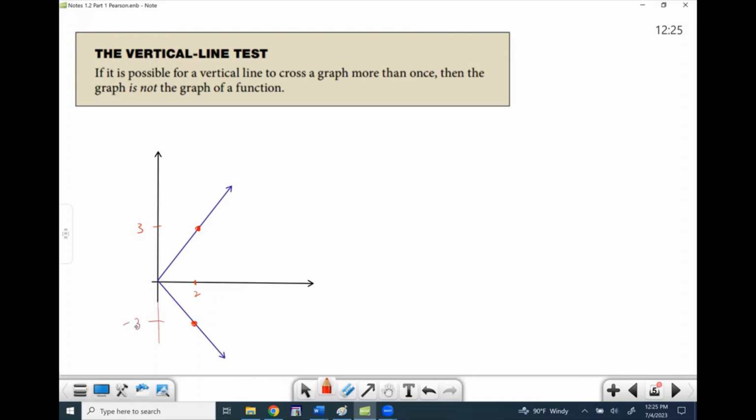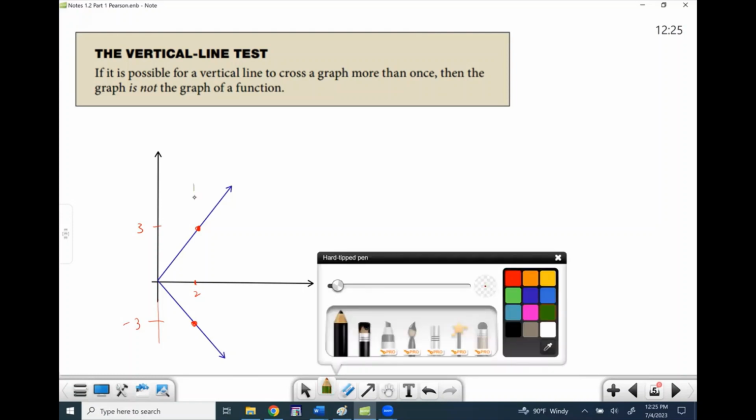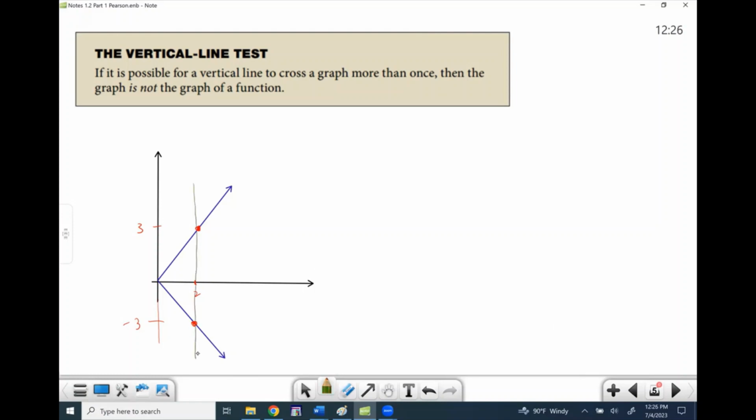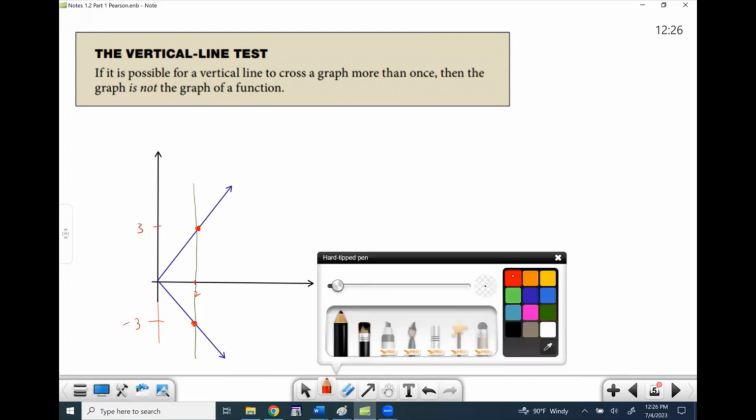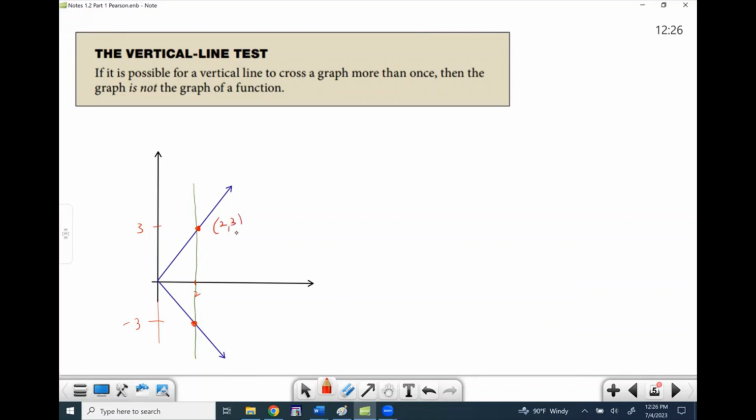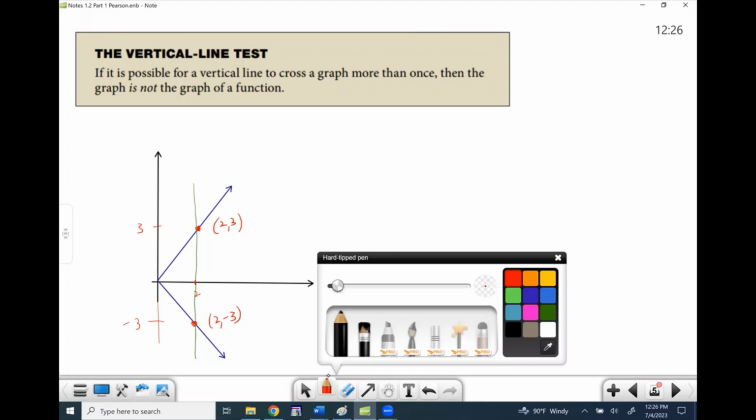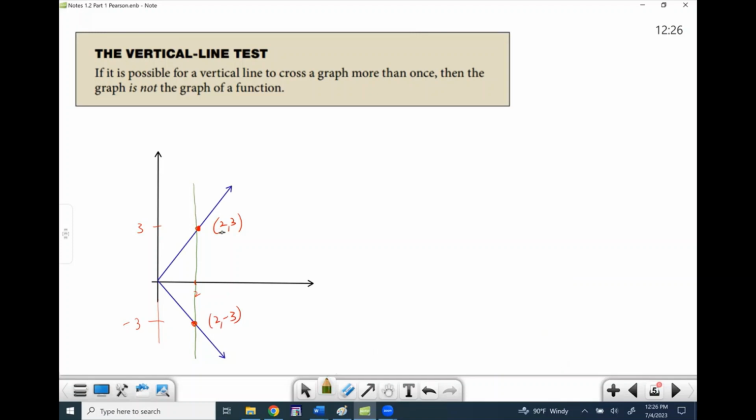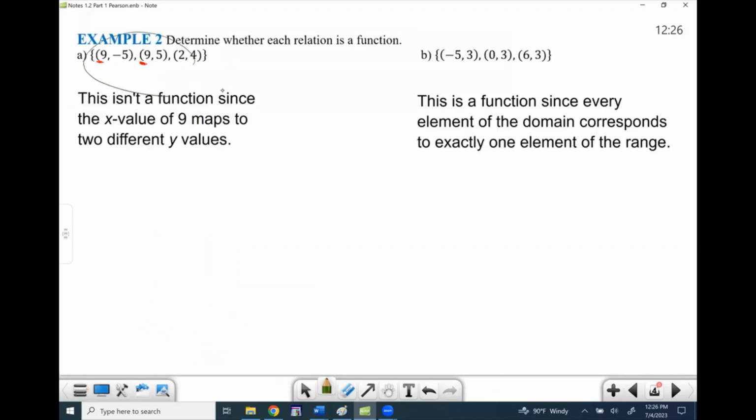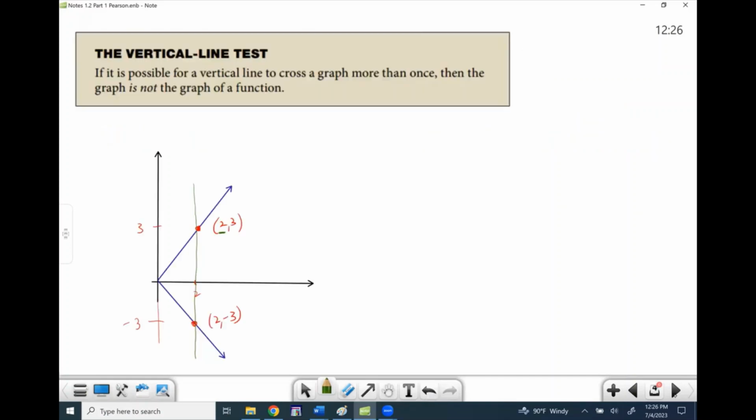Okay. So the reason why we draw a vertical line to check, right? I'm going to draw a vertical line, and it's going to touch twice. The reason a vertical line works is that these ordered pairs, this one's 2, 3, and this one is 2, -3. If you go back to that previous example, 9 showed up twice as an X value. 9 went with -5 and 9 went with 5. We have that same situation here. 2's going with 3 and 2's going with -3.